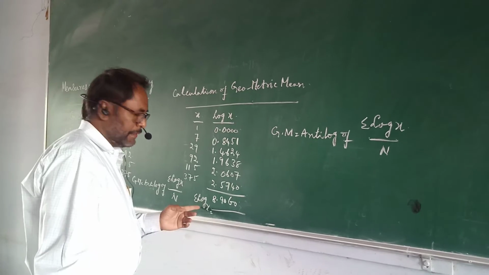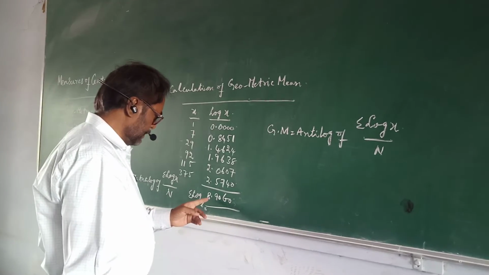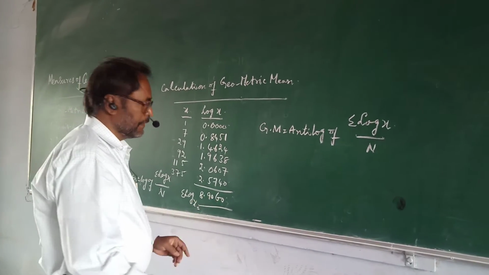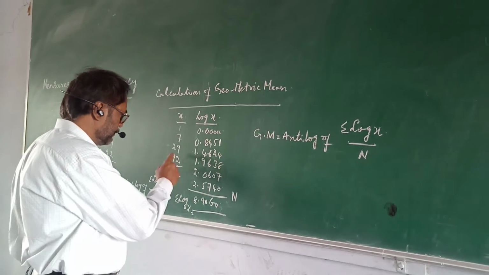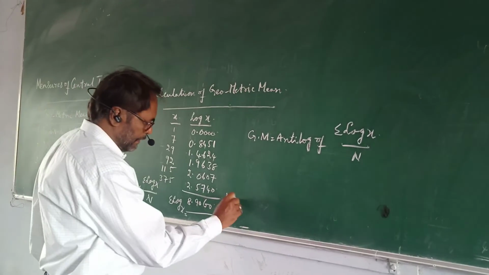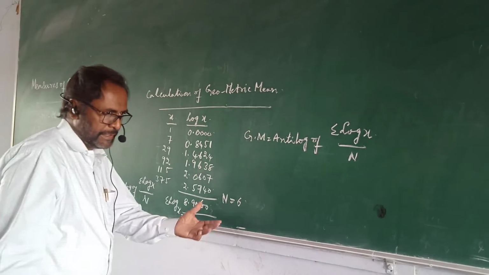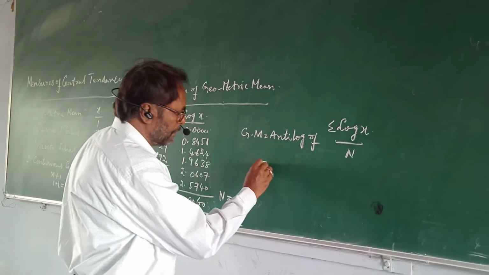See here, sigma log x is 8.9060. Then n is how much? N is number of items: 1, 2, 3, 4, 5, 6. N is 6. Then we have to interpolate all the values.